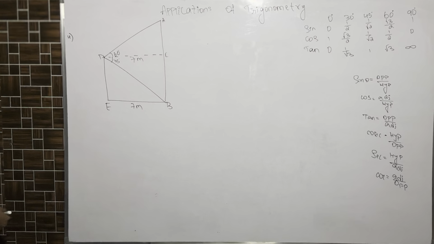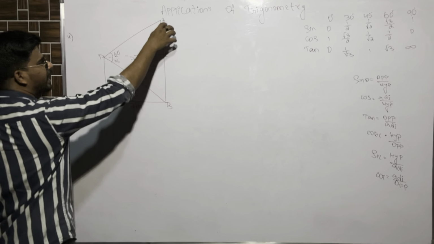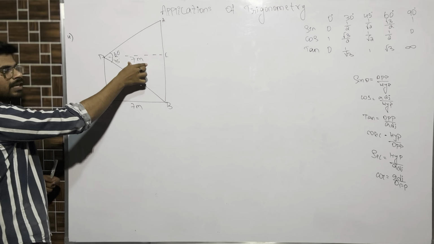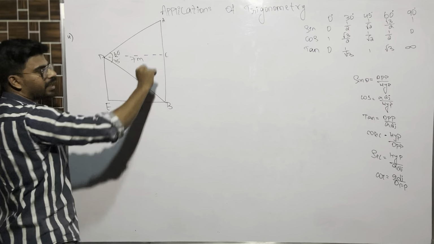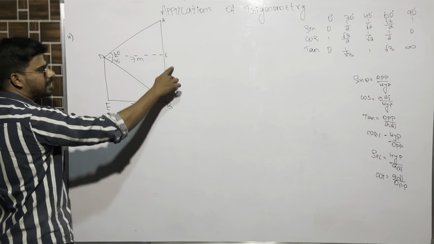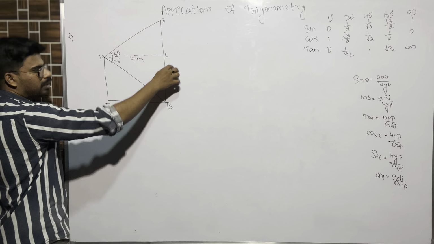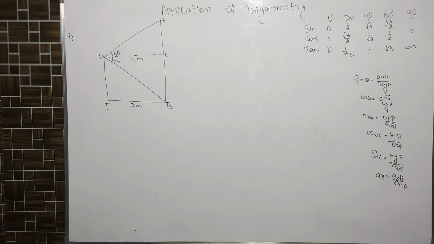Now, what are the two triangles? ADC. In ADC we can get AD. In ADC the angle is 60 degree, the side is 7. Unknown side, known side, angle. We can find AC. In triangle DCB, the angle is 45. DC is known. BC we can find. We'll add both AC and BC to get the height of the tower.